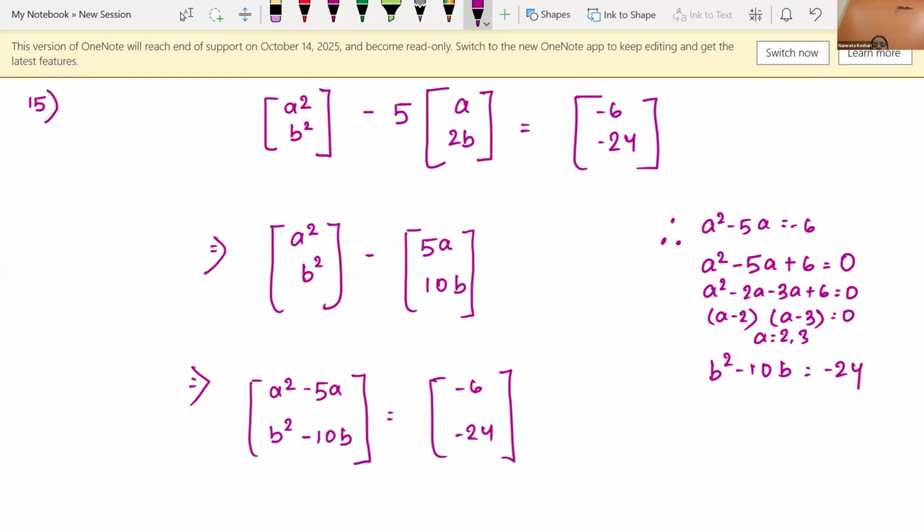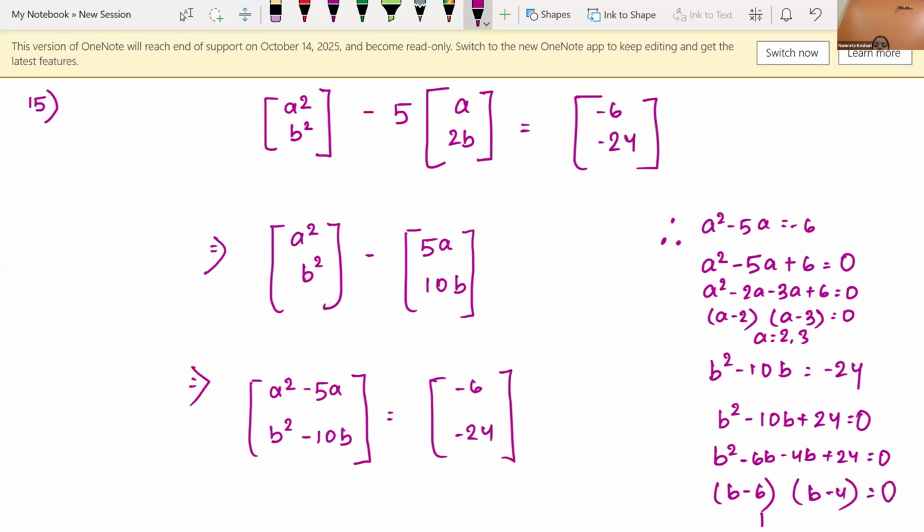So similarly, we'll handle the quadratic equation over here. 6 and 4 make 24. So b square minus 6b minus 4b plus 24 is equal to 0. From b we will take common, we'll have b minus 6. From minus 4 we will take common, we'll have b minus 6. So we are getting two b values: one is 6, another is 4. And two different answers is completely okay, right?